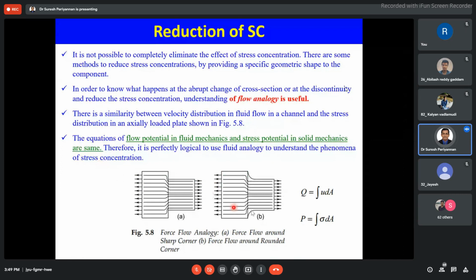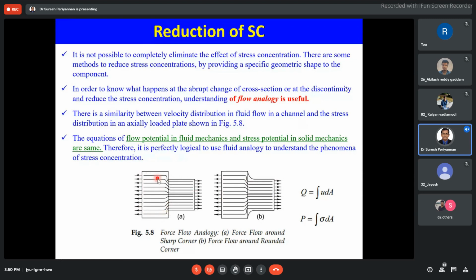See here, this figure is a fluid flow potential. This is a flow potential in fluid mechanics, the flow of fluids. This one, the left side figure. This is the force flow around the material. Force flow around the material. See here. For example, on this left hand side, the first one is force flow around the soft corners. First, you consider this portion.